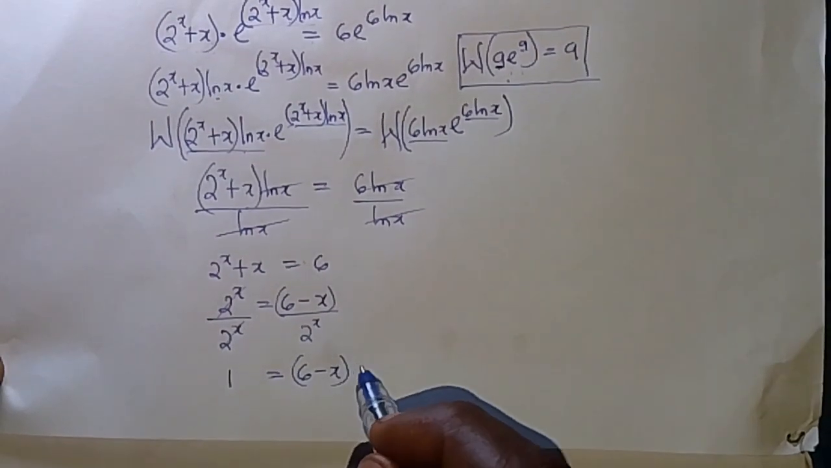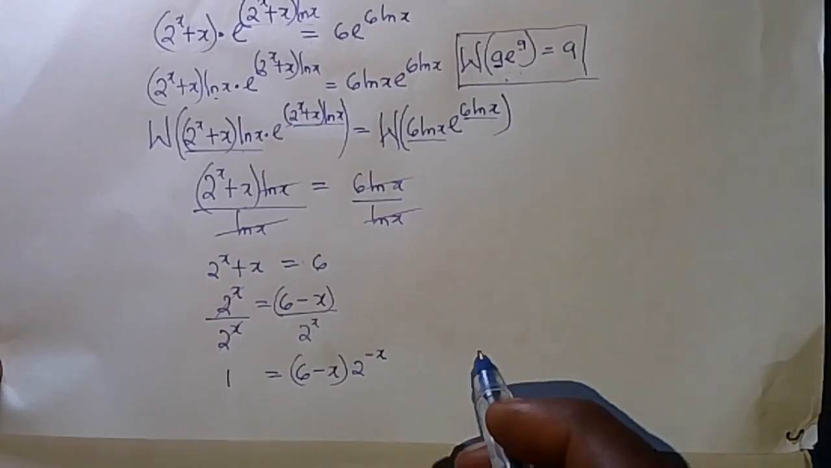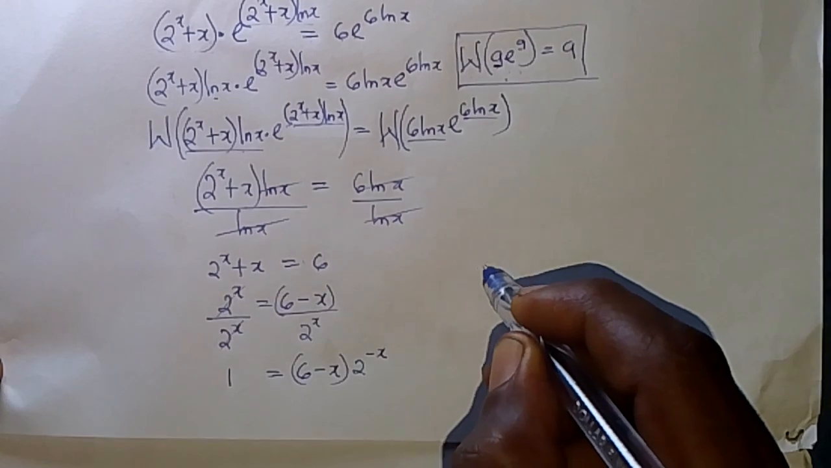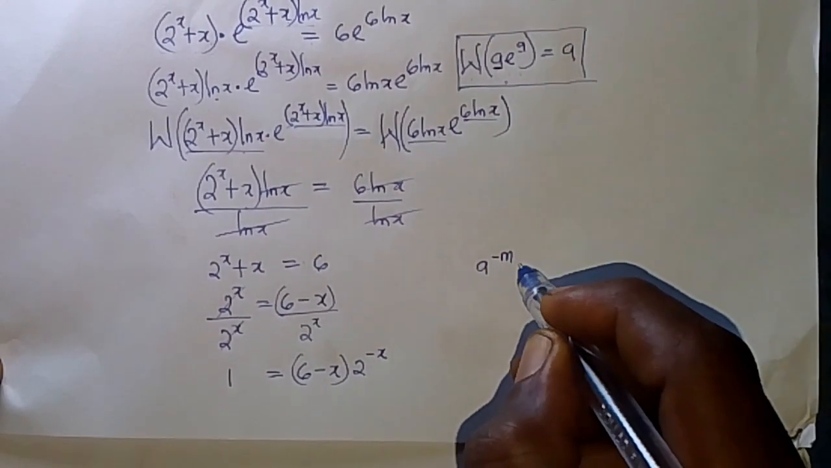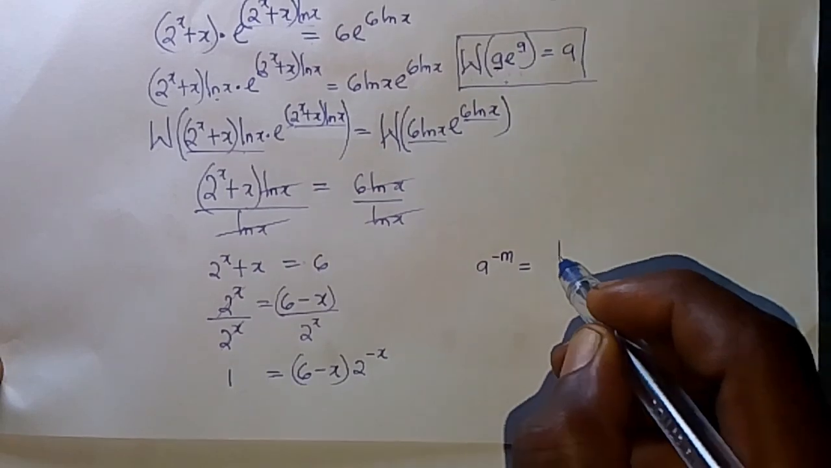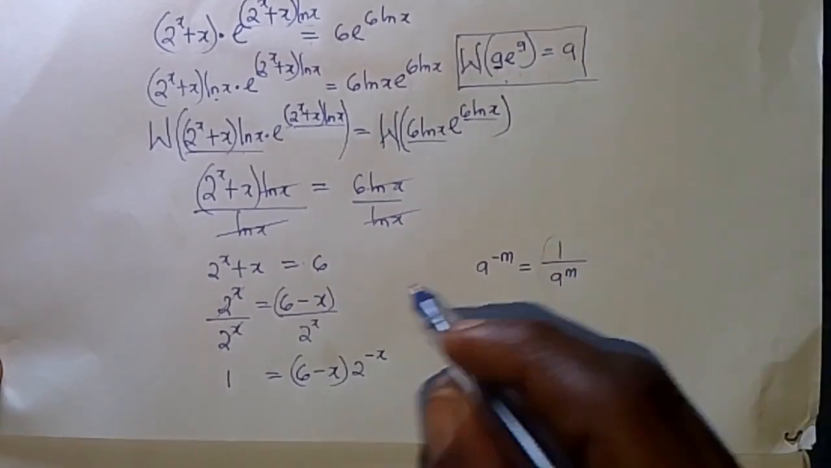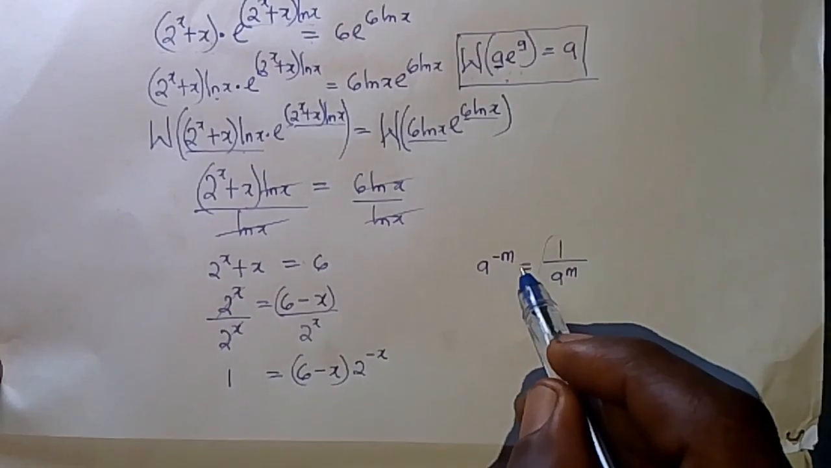The whole of this can be expressed as 2 to the power of minus x. Recall the reciprocal law, or the law of negative index, that if we have a to the power of minus n, this is the same thing as 1 divided by a to the power of n. It was in this form, that is 1 divided by the whole of this, and we have just written it in this form.